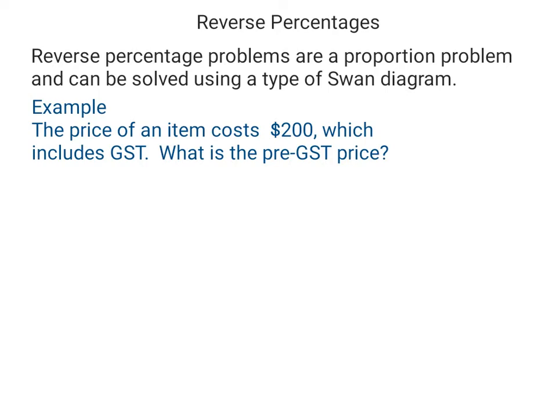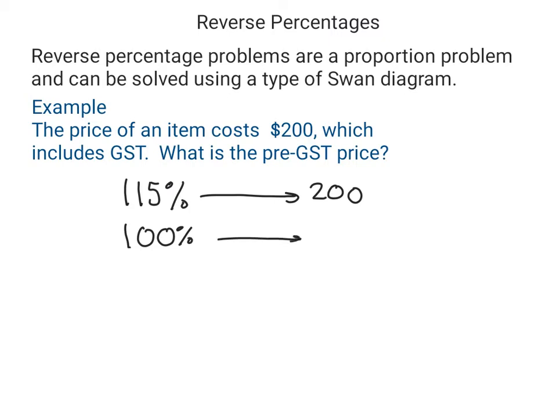So let's look at this first one. The price of an item costs $200, which includes GST. What is the pre-GST price? So in this situation, what we say is, well, after we've paid the GST, we've actually paid 115%. But one thing we do know is we've actually paid $200. The original is always 100%.